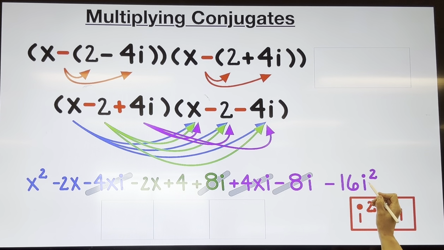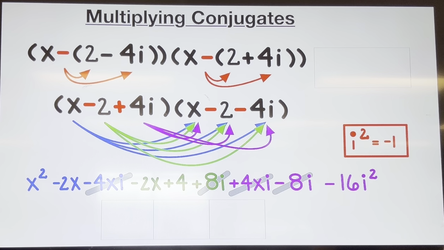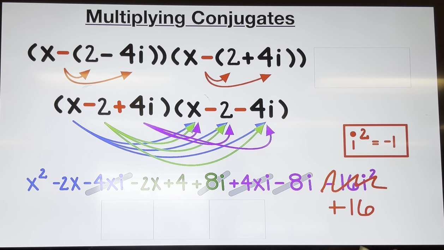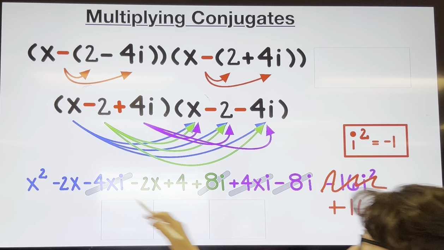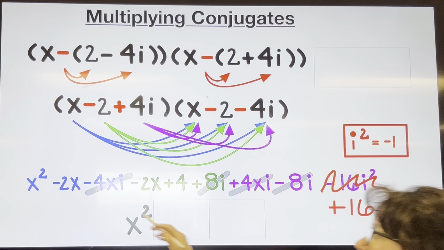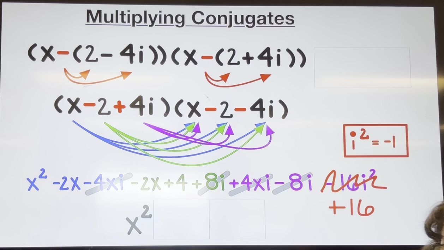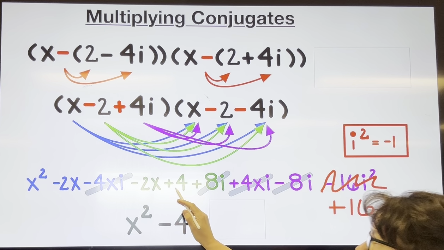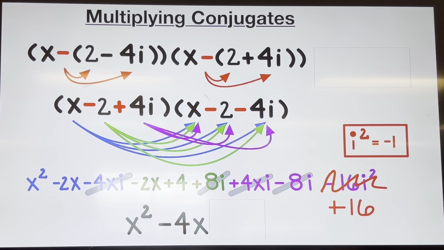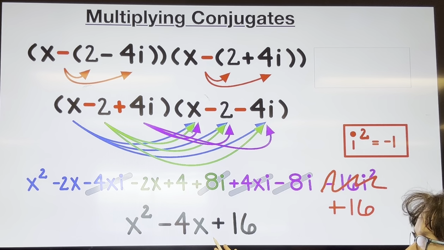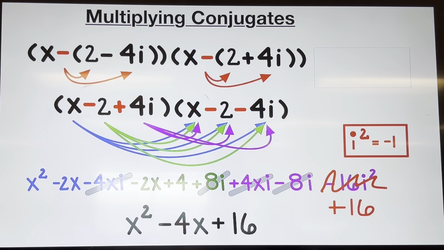And negative 16 multiplied by negative 1 is going to be plus 16. Negative 16 times negative 1 is plus 16. Let's start combining. I have x squared. Then I have negative 2x and another negative 2x, that makes negative 4x. And then I have this 4 and this 16, which is 20. So after we've multiplied these together, we end up with x squared minus 4x plus 20.